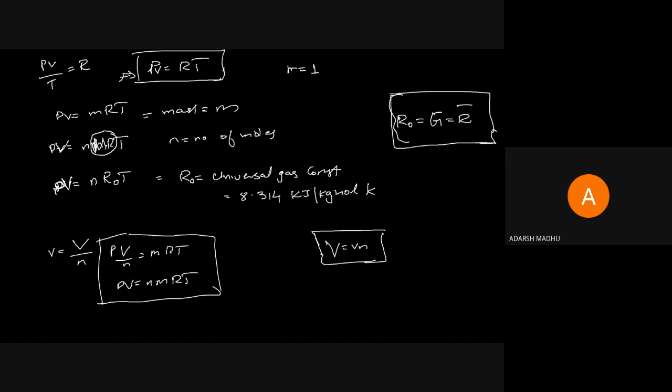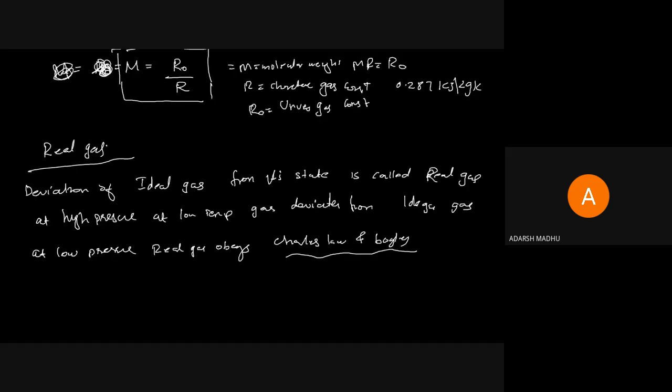Capital MRT. Total capital M into R is known as universal gas constant. That is, molecular weight into characteristic gas constant is known as universal gas constant.